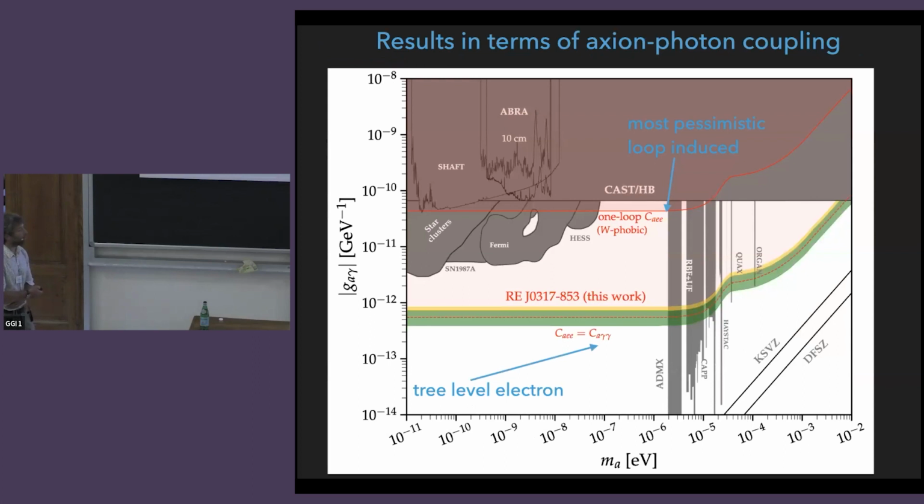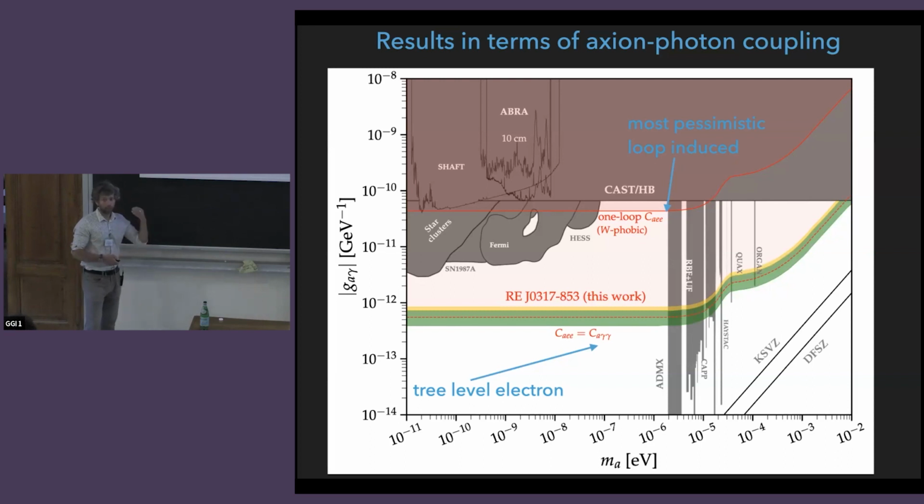We can also convert this constraint into a constraint on G gamma gamma alone if we make some assumption about the relationship between the axion electron coupling and the axion photon coupling. And there's kind of two justified choices you can make. On the one hand, you could assume that you have a tree level axion electron coupling. Why not? That could be the case. And then our upper limit on G gamma gamma would be something like what's shown here. So that's assuming a tree level coupling to electrons.